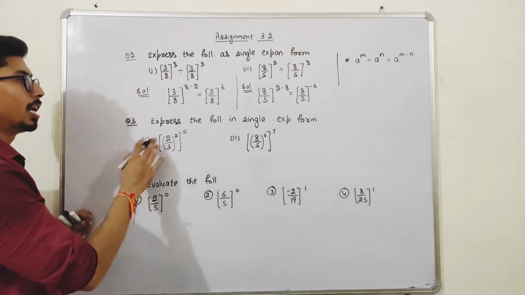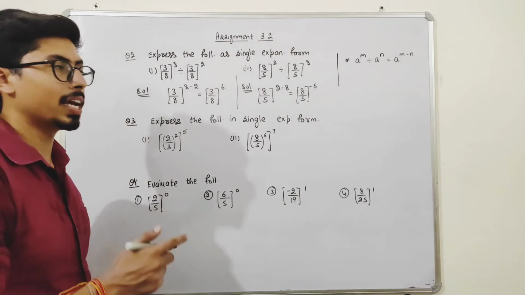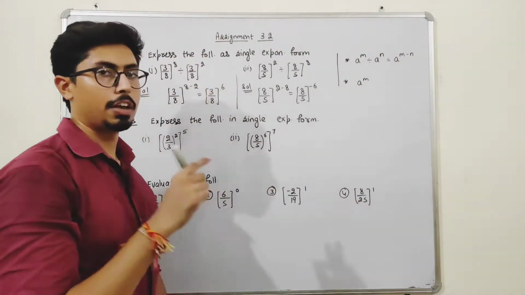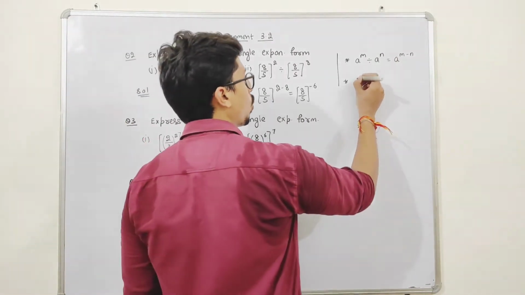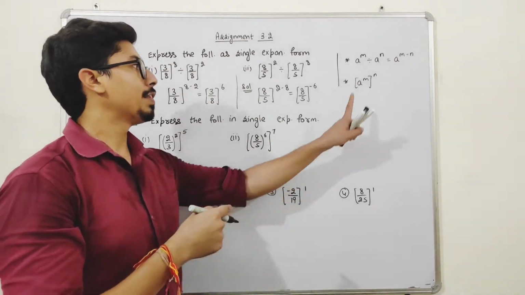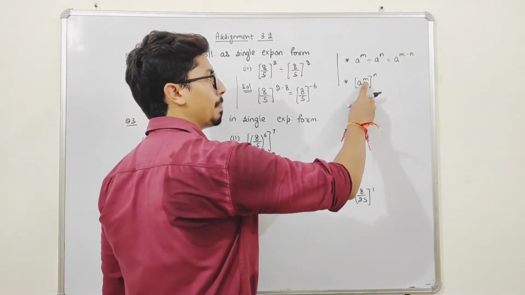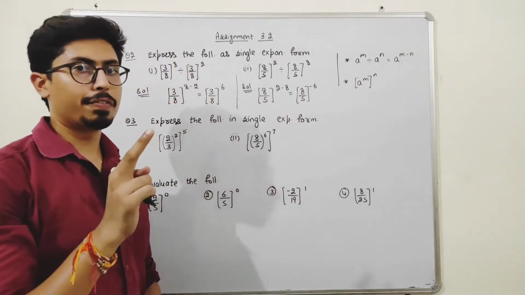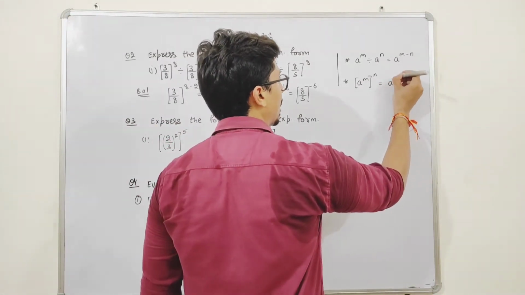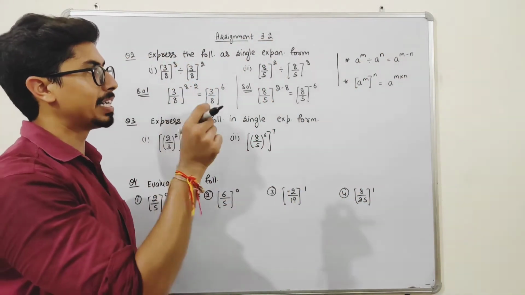Okay. Now the third part, students. Before solving this, just see another property. If a raised to the power m is there and whole raised to the power n is there, that means we have power raised to the power. A power is there m and a whole power, that is n. So if this case arises, just write the base as it is and multiply the power. If the power raised to the power is there, just multiply those powers.